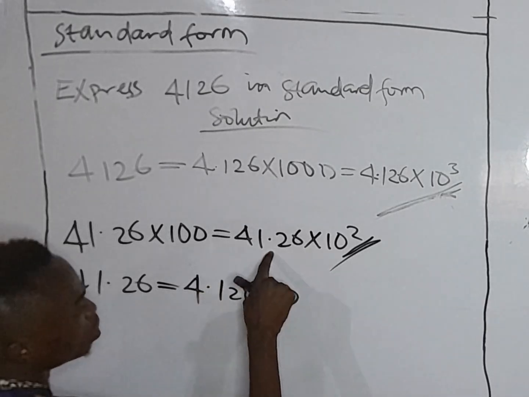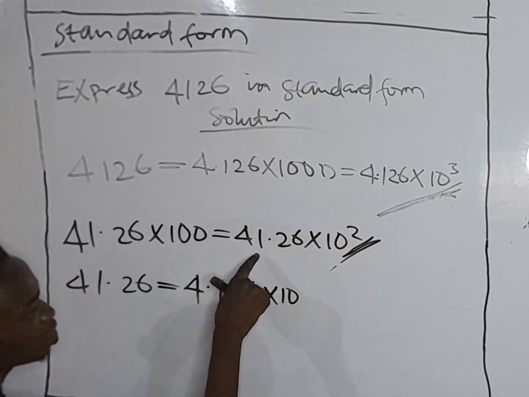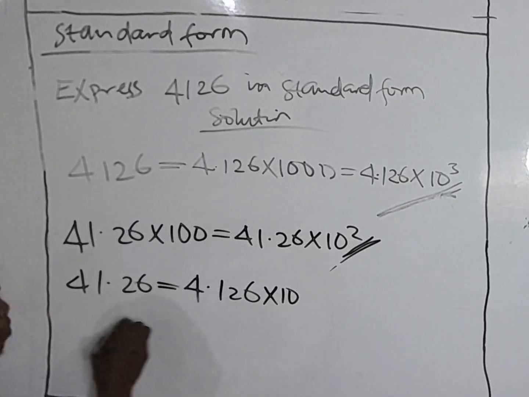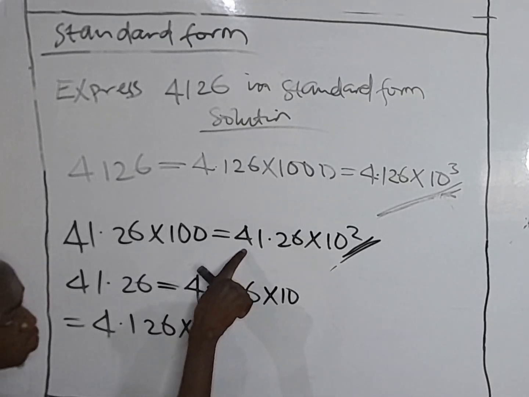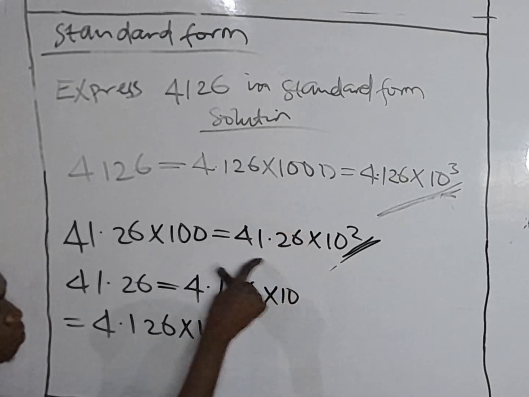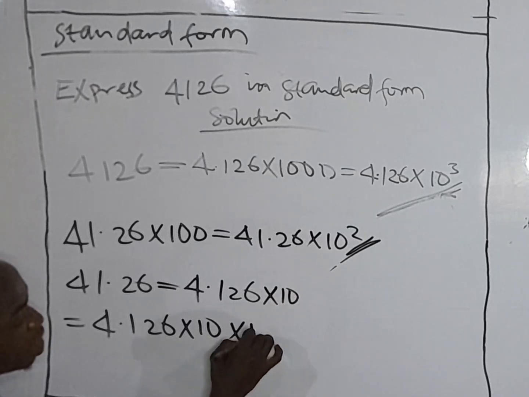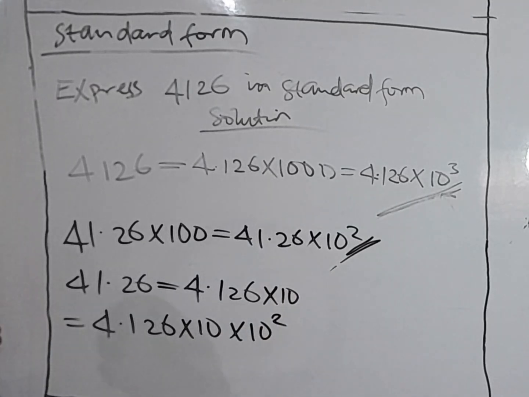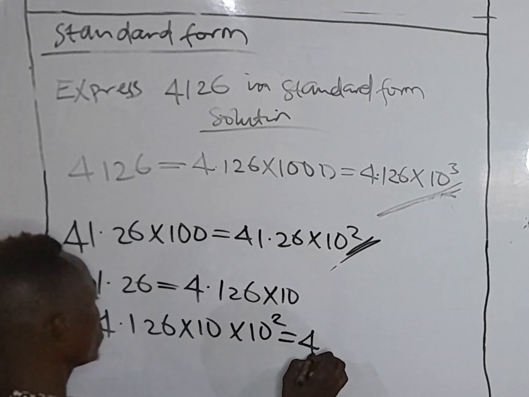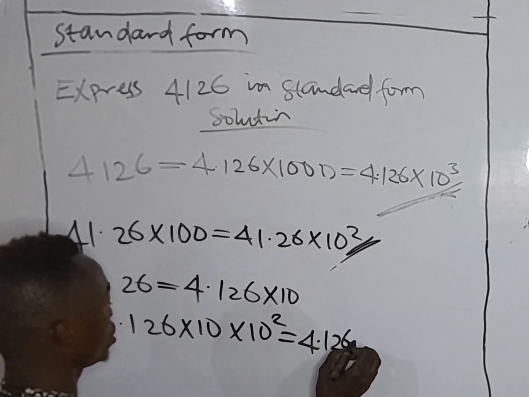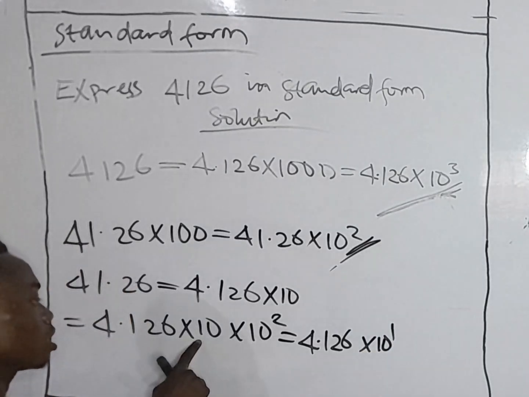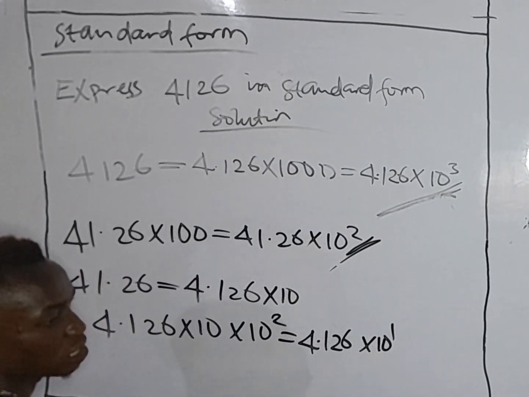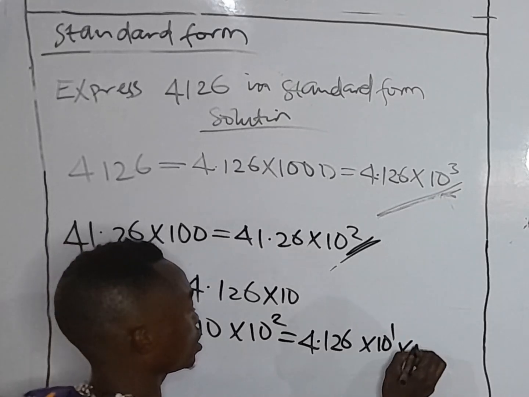So in this one now, we take this down. In place of this one, I will replace it with this. Therefore, we have 4.126 times 10, the same thing. Instead of writing this one, I use this one and replace it. Now I take this and write 10 raised to power 2. But remember, this is equal to 4.126 times 10 raised to power 1, because 10 and 10 raised to power 1 are the same, and then I still write times 10 raised to power 2.